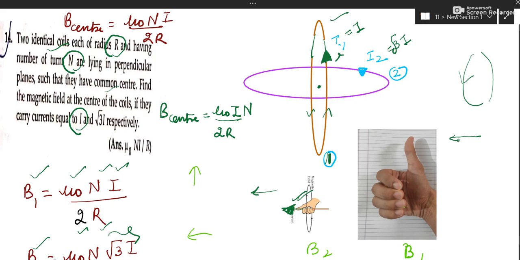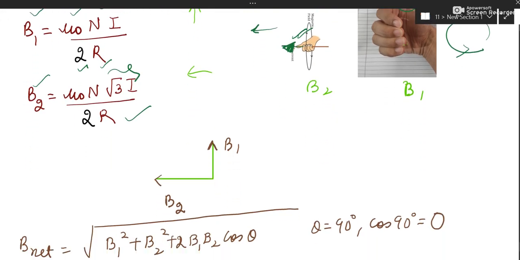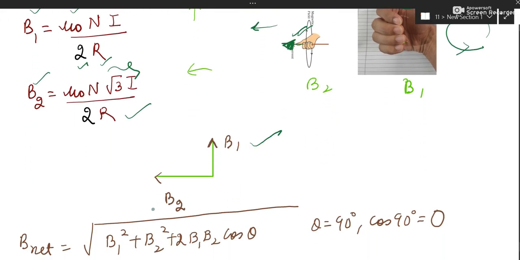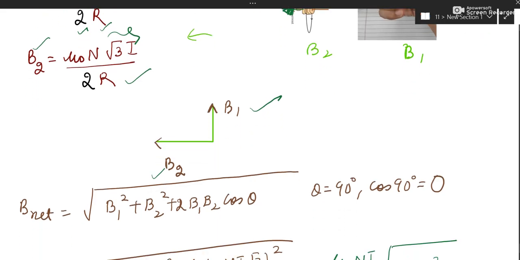Coming to the next magnetic field, the purple one. My current is like this. This is easy, since it is on the surface of the mobile, on the plane of the mobile. So you can keep your curls like this easily and the thumb is up. So one magnetic field is like this, and the other magnetic field is like this. The labels 1, 2 might have changed, but let us look at it once again.